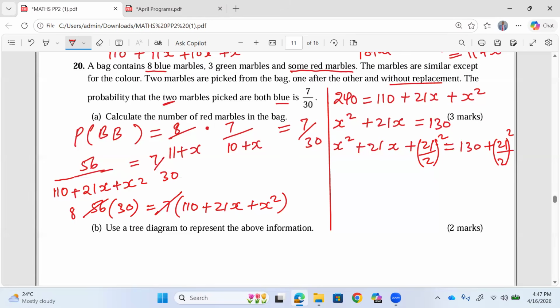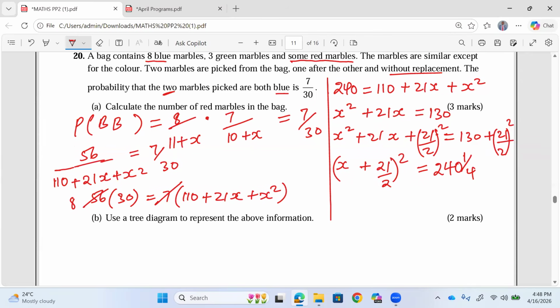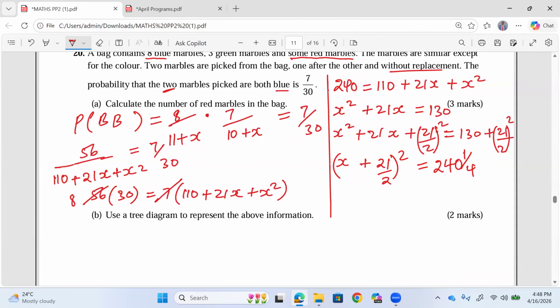Can we now factorize the left-hand side, whereby we need the square root of this part, which is x. The sign that follows is a plus. The square root of this constant now is 21 over 2. That is now factorized. That is how we simply factorize a difference of two squares. Then on the other side, now we are having 130. We add 21 over 2 squared. This is going to be 240 and a quarter after squaring and adding.